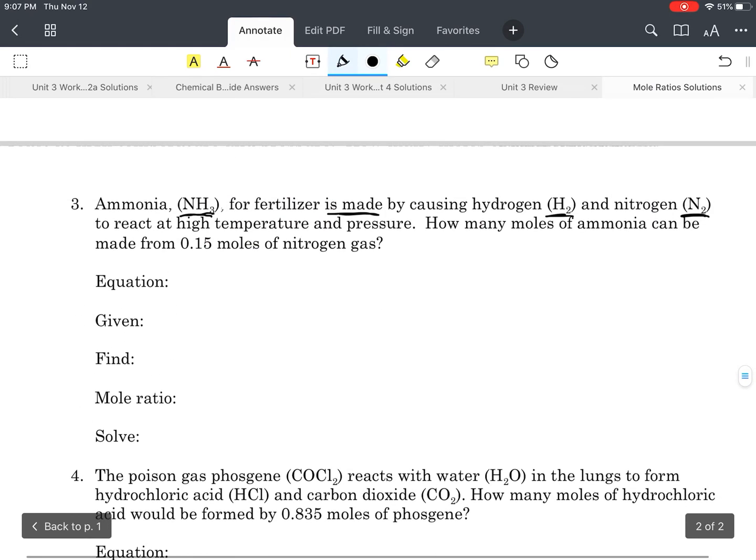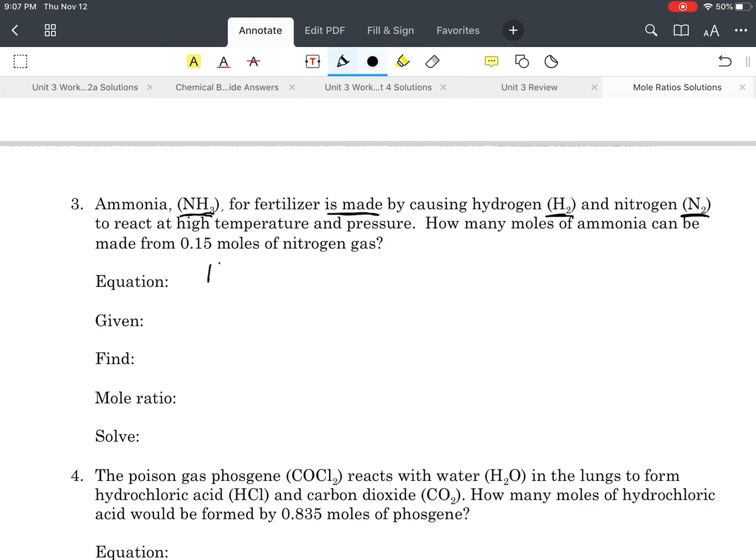So this one is backwards with the explanation. So we have NH3 is made by. So it is the thing that's being made. So NH3 is the product. And it's made by reacting. And when two things are reacting, they're the reactants, and they're going on the left side of the arrow. So made by causing hydrogen and nitrogen to react. So H2 and N2 to react.